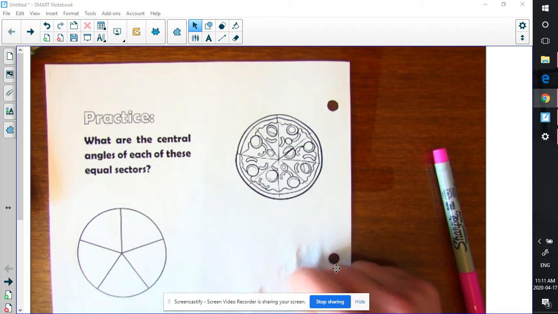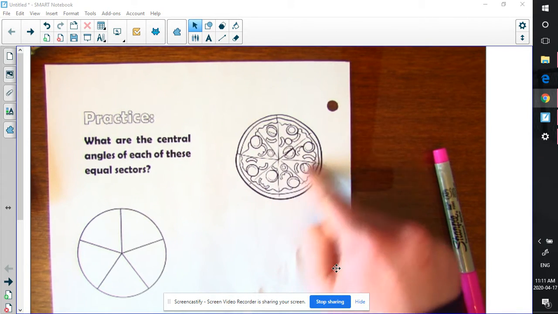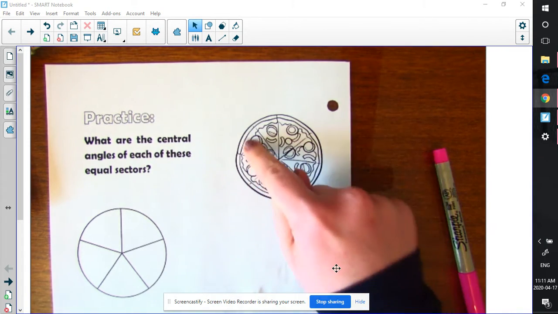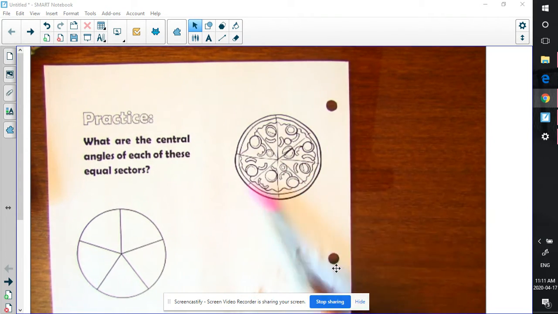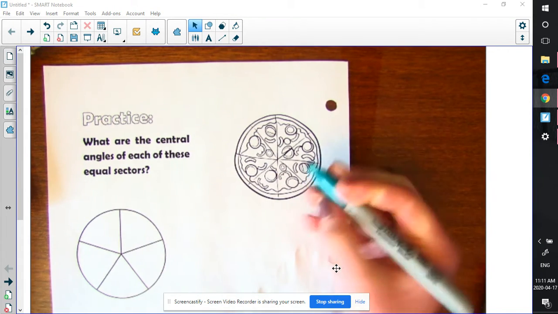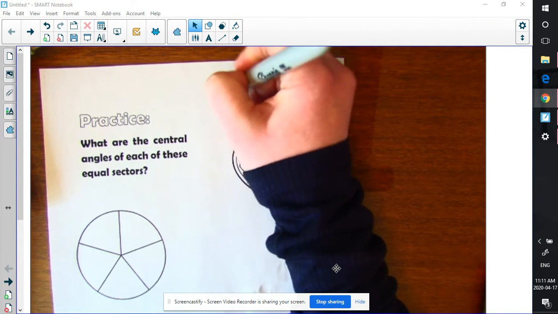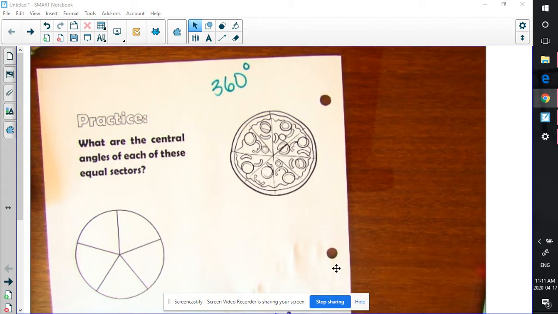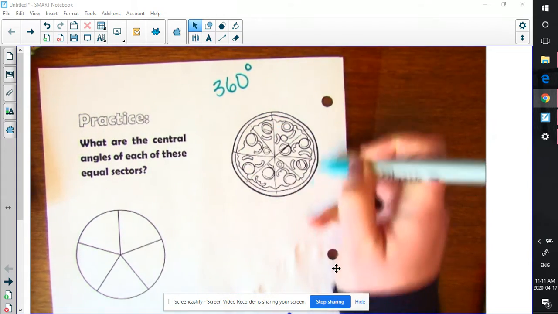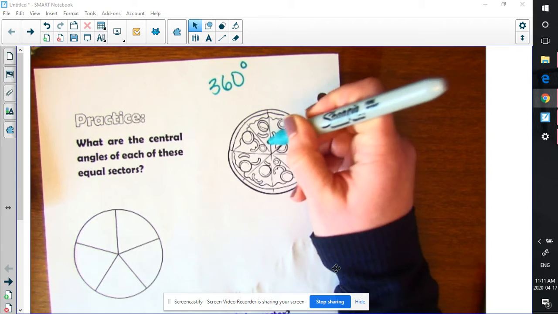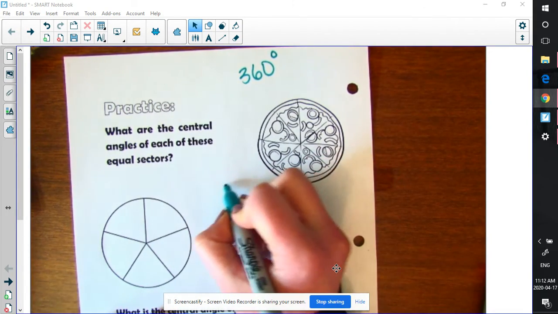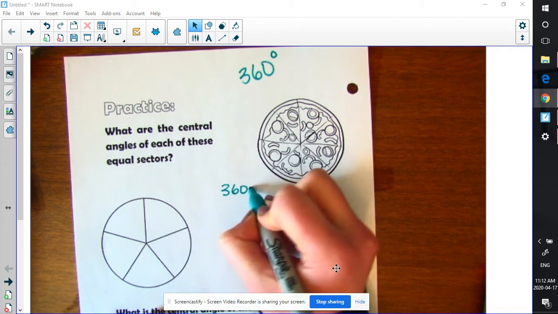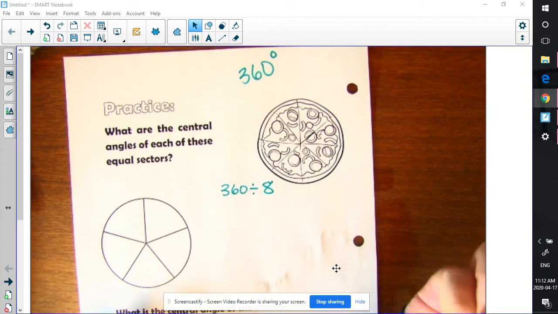The first thing that we're going to do is count up how many equal sectors there are. So 1, 2, 3, 4, 5, 6, 7, 8. There are 8 equal sectors. Now remember that all of the central angles in a circle add up to 360 degrees. So if there are 8 equal sectors and we want to find out how many degrees each of them are, what we have to do is 360 divided by 8.